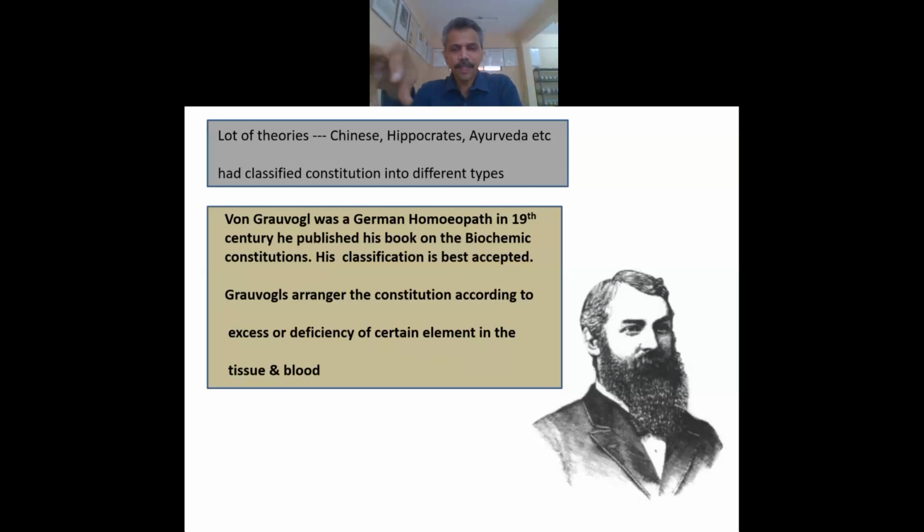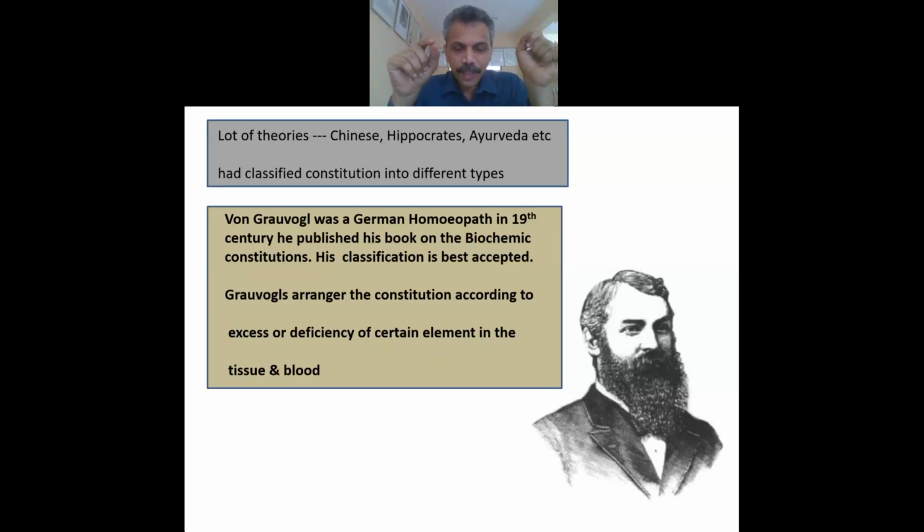Now, I was reading a small book in our library, Constitutional Medicine by John H. Clark. Dr. Clark says Grogol was a very good chemist, and he had very sound knowledge about chemistry. He classifies constitutions in a very systematic way. See now, what is there in the air and what is there in our body. Based on that, he classifies.